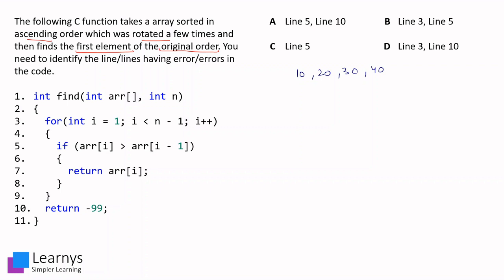So for the first time it will become something like this, and when I rotate it again it will become 30, 40, 10 and 20. So this will be given to me as input. What I have to find out is what was the first element of the original order. That means I have to give the output as 10, which will be found somewhere over here. So my output should be 10.